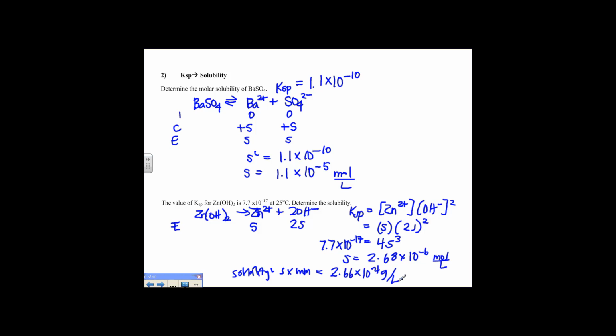So example 1 and 2 are going from KSP to solubility and solubility to KSP.